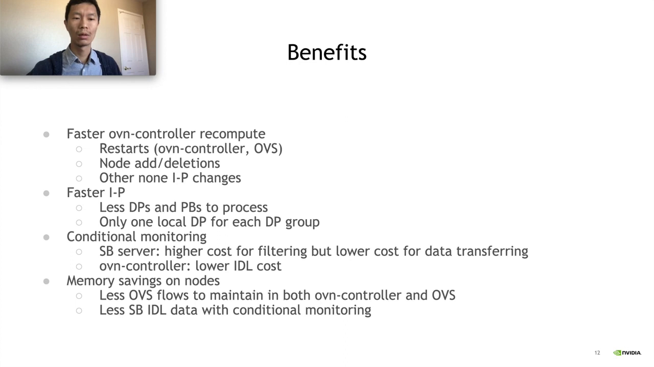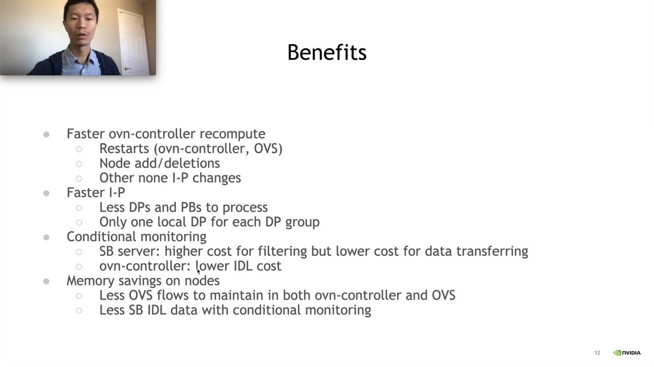And conditional monitoring can be re-enabled because each node needs to care only about a very small portion of the data of the southbound server. Here, the southbound database server may have some higher cost for filtering because of enabling conditional monitoring, but it has a much lower cost for data transferring. For ovn-controller, idle cost will be much lower because the data to be processed is much smaller. And there are also a huge amount of memory savings.